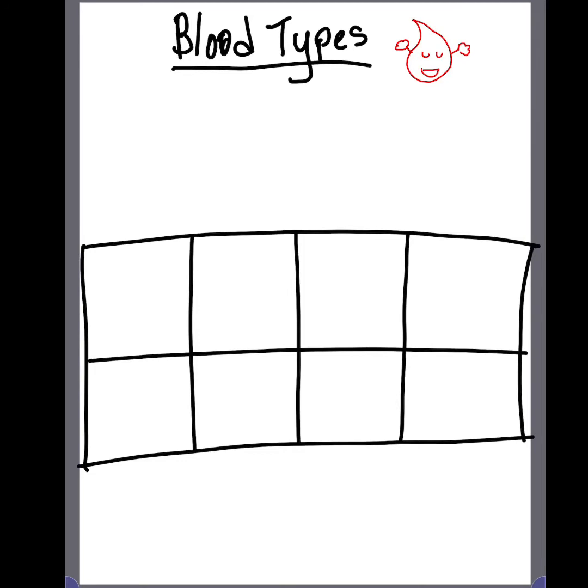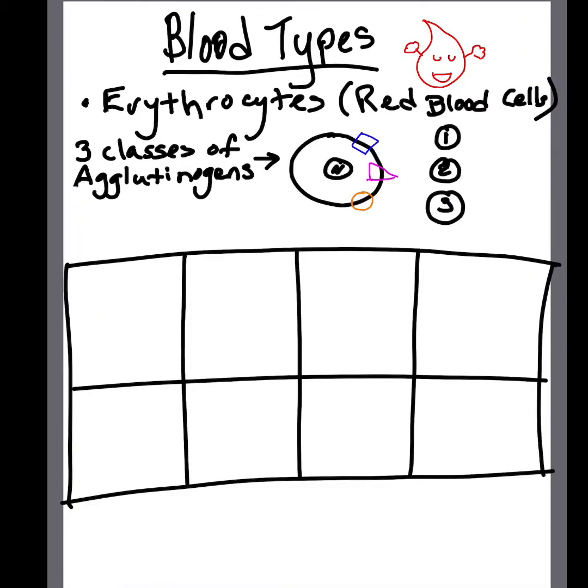So first of all, blood types, there are going to be three major types of something that we call agglutinogen. And just to explain what that is, these agglutinogens are either glycoproteins or glycolipids. So in other words, it's a protein or it's a lipid, and this is going to be present on the surface of the erythrocytes. So on the surface of these erythrocytes, like I said before, also known as the red blood cells or RBCs, there are going to be three classes of agglutinogens.